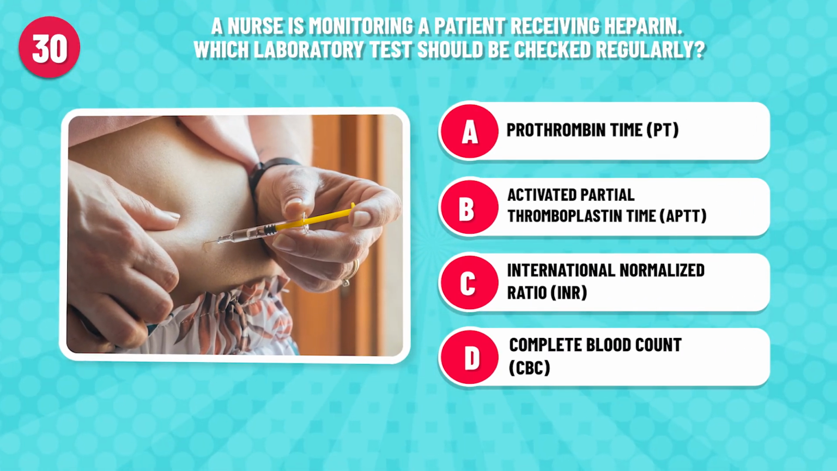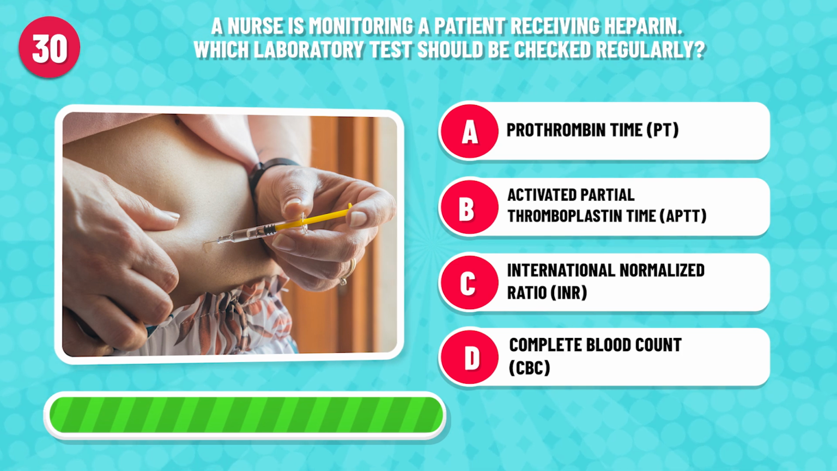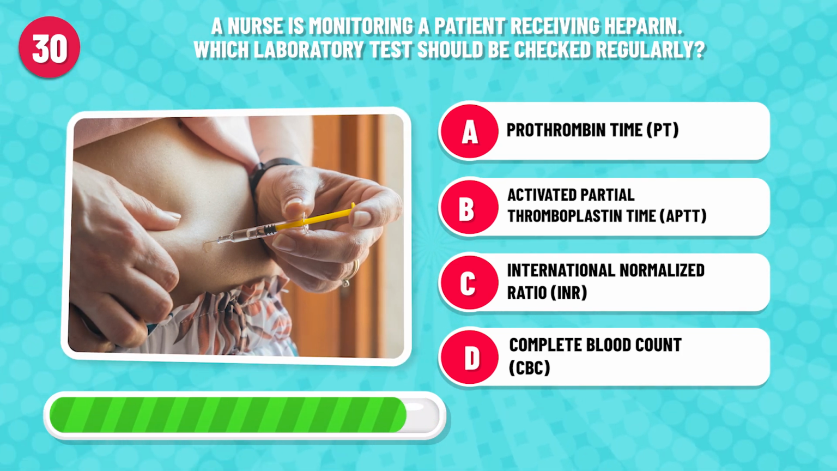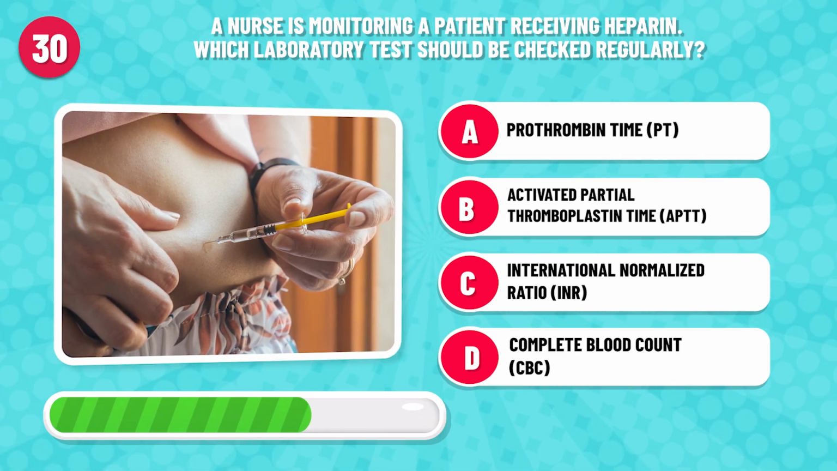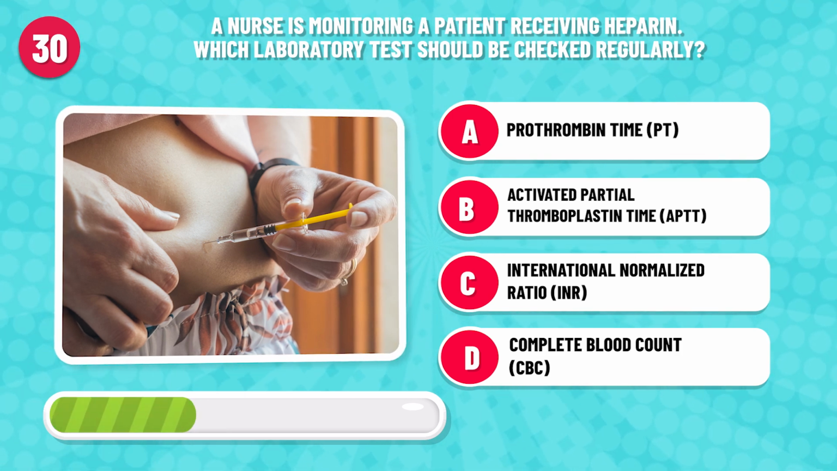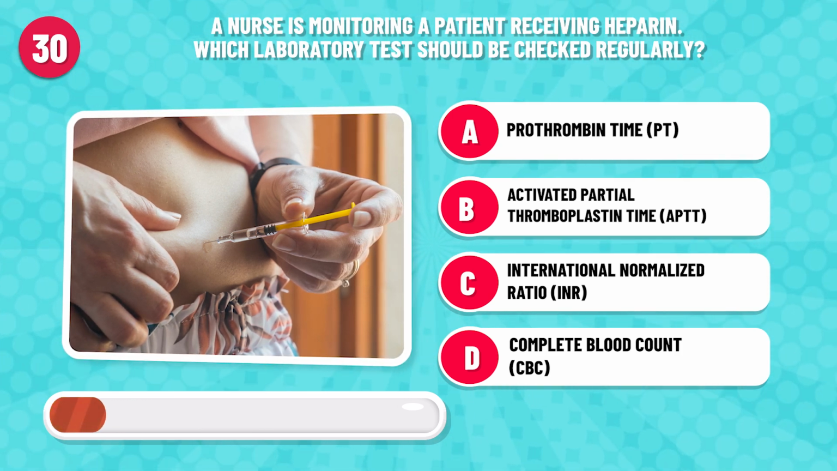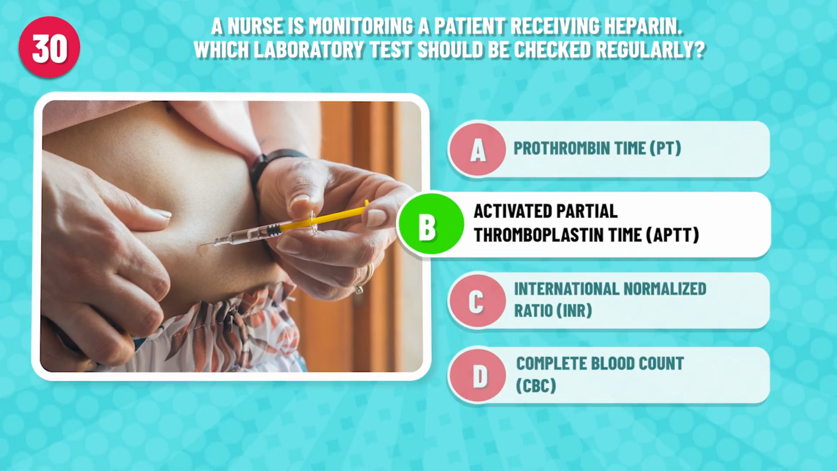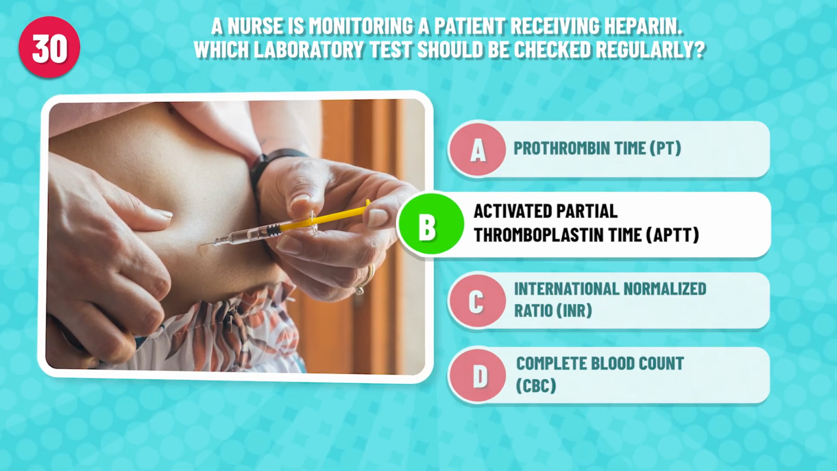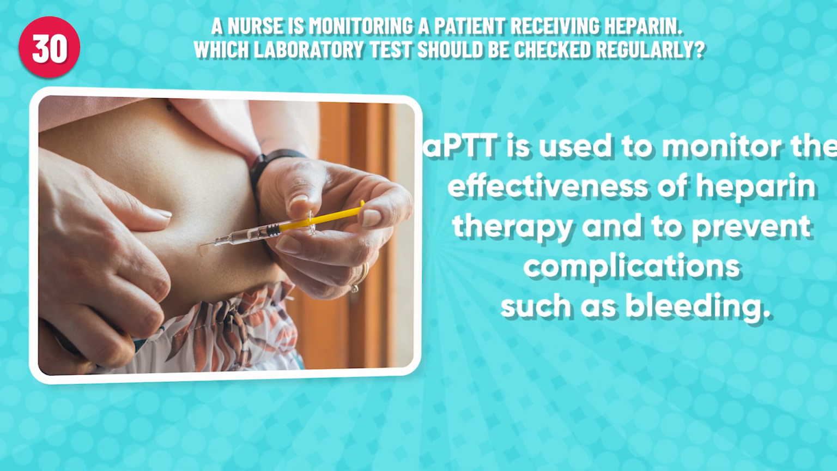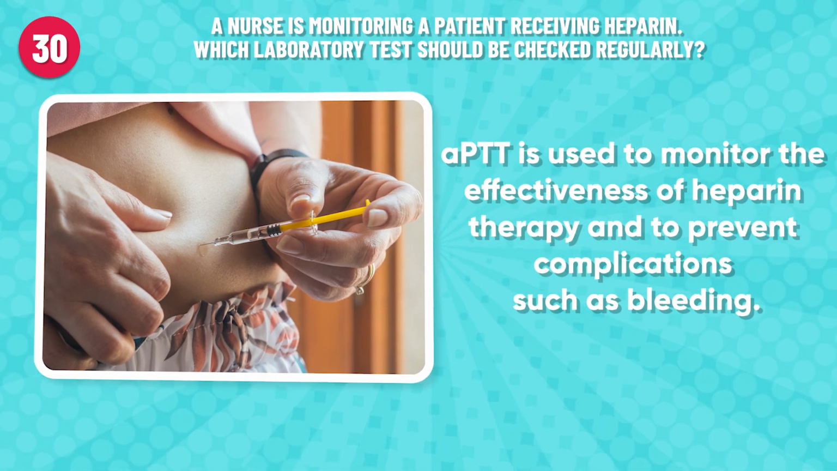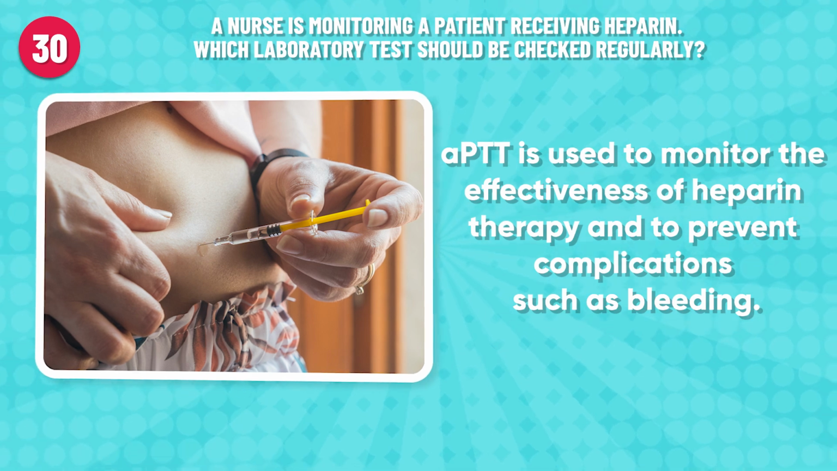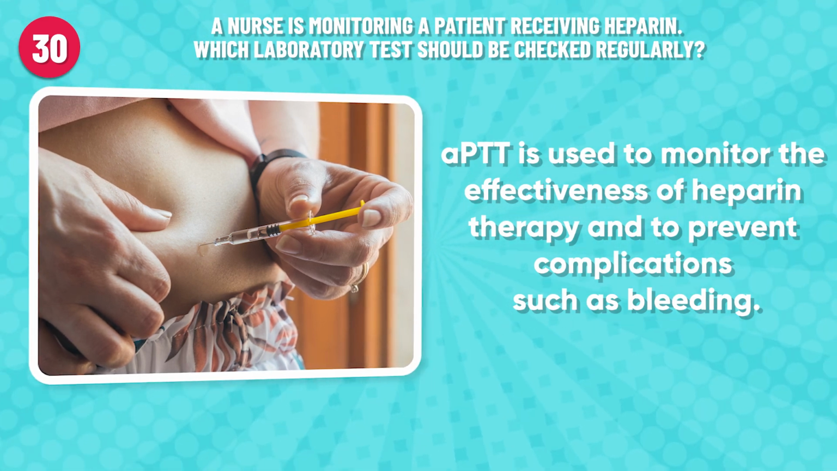A nurse is monitoring a patient receiving heparin. Which laboratory test should be checked regularly? It's B. Activated partial thromboplastin time, APTT. APTT is used to monitor the effectiveness of heparin therapy and to prevent complications such as bleeding.